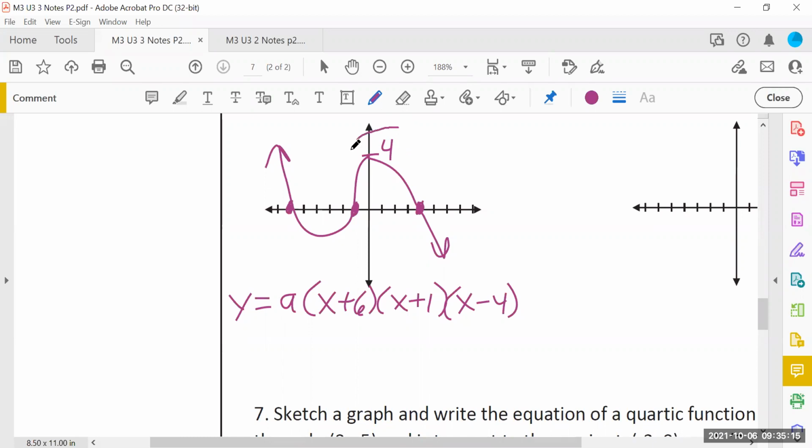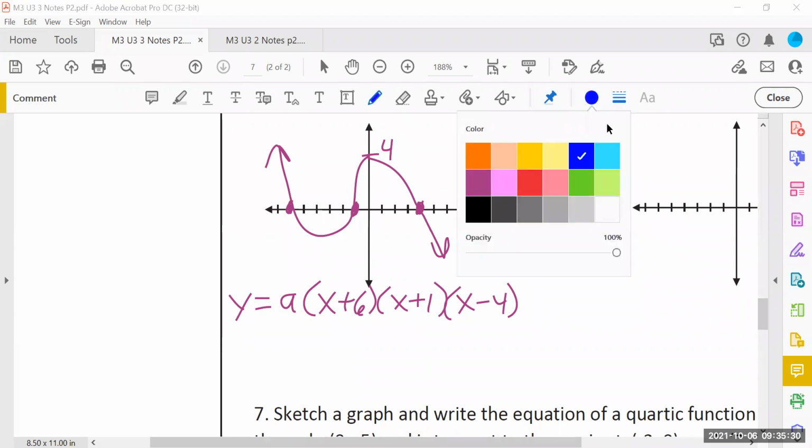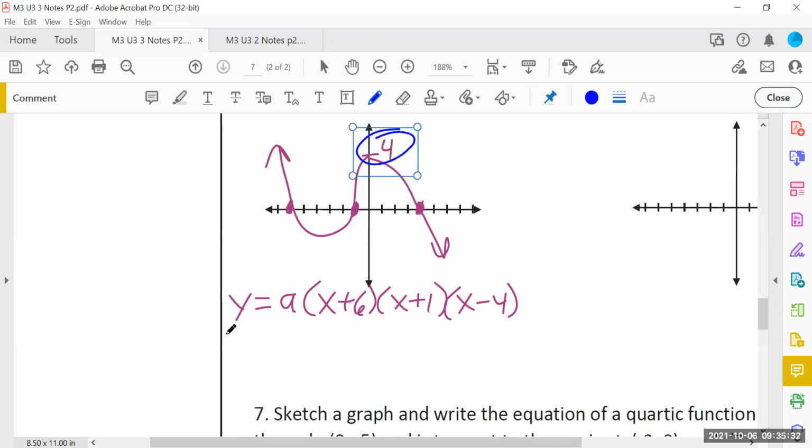So this one up here is a y-intercept. It's not an x-intercept. Does that make sense? So they are different. And it's the y-intercept that I'm going to use right now. I'm going to plug it in. So I'm going to put that 0, 4 in. Let's use a different color. 0, 4 in for y and 0 for x.